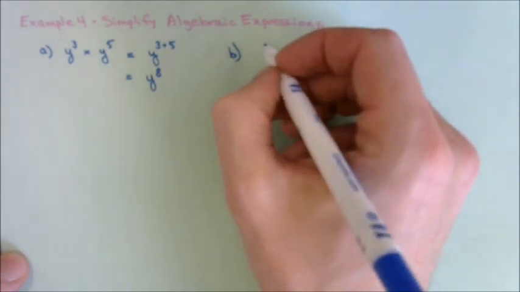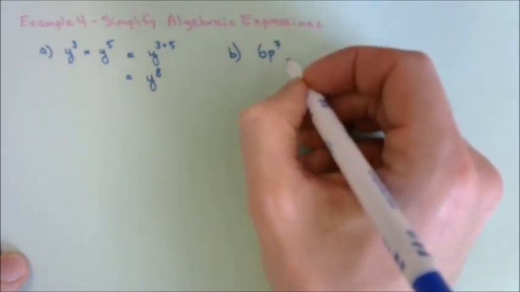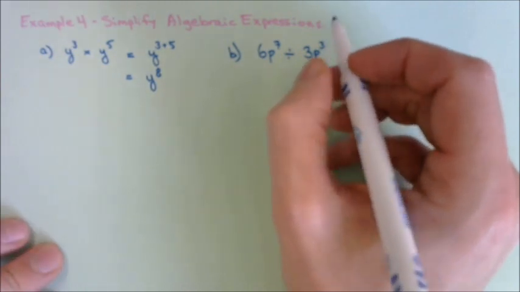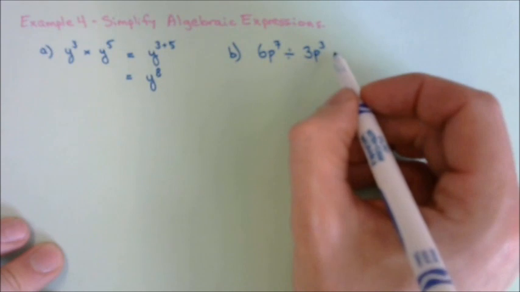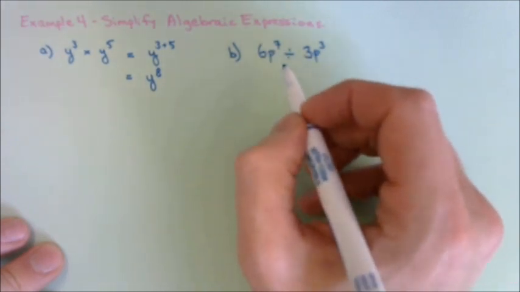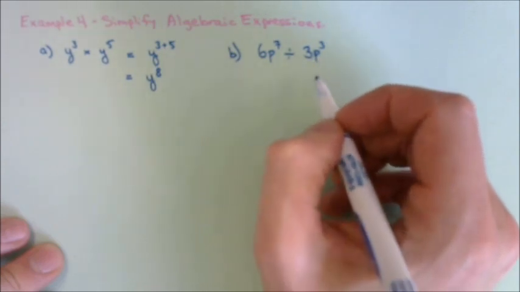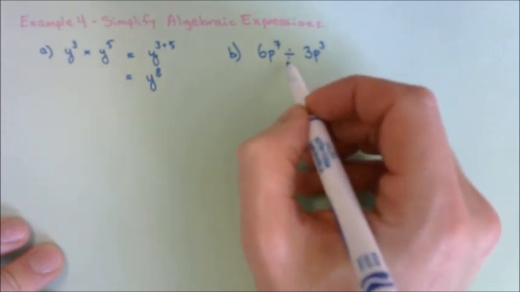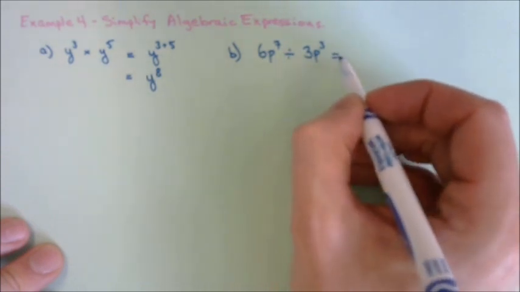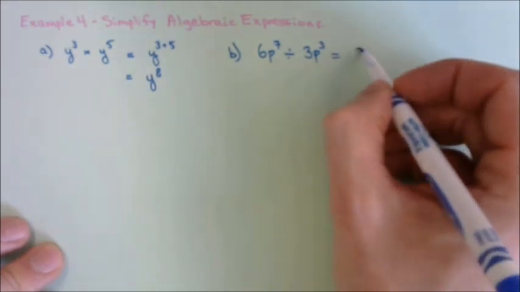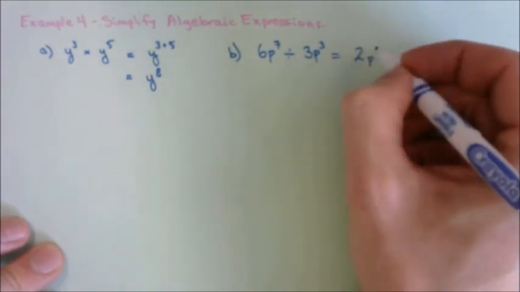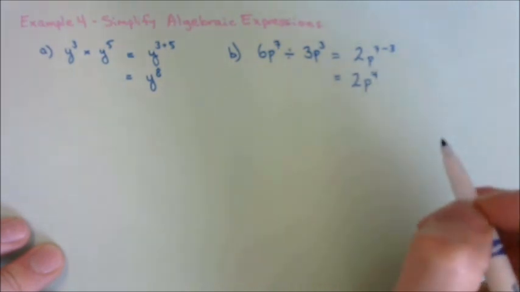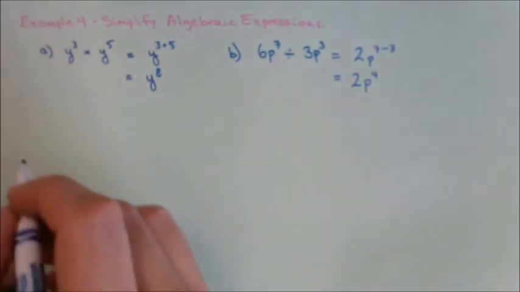B is 6p to the power of 7 divided by 3p to the power of 3. Now, it's written in this way. You could, if you wanted to, put it in fraction form, 6p to the power of 7 over 3p to the power of 3, and it would work the exact same. But all we need to know is that we're going to divide our numeric terms and then apply the quotient rule for exponents with the same base. Okay? So 6 divided by 3 is 2. And then we're left with p to the power of 7 minus 3, which is 2p to the power of 4. And that's as reduced as we can make this example in B.